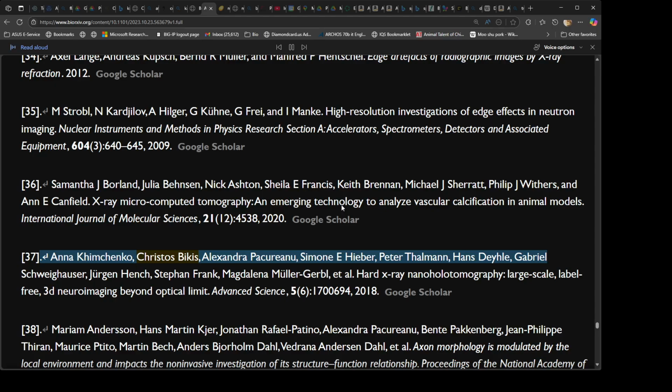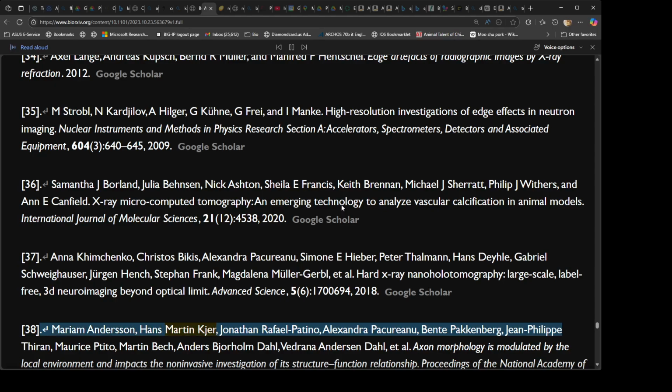Anna Kumchenko, Christos Bikis, Alexandra Pakurianu, Simone E. Heber, Peter Thalmann, Hansdale, Gabriel Schweghauser, Jürgen Hensch, Stefan Frank, Magdalena Muller-Gerbel, et al. Hard X-ray nanoholotomography, large scale, label-free. 3D neuroimaging beyond optical limit. Advanced Science, 5, 617000694, 2018. Google Scholar, 38.